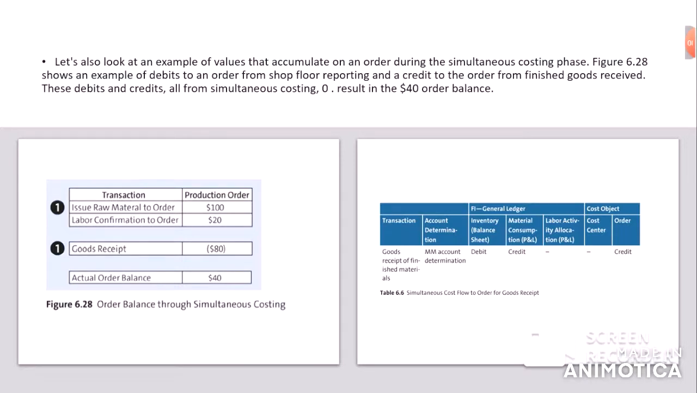And the same thing, if we see the order balance for simultaneous costing, issue raw material to order: we have issued $100 of raw material and labor confirmation to order is $20. Goods receipt is $80. Actual order balance, still we have $40.